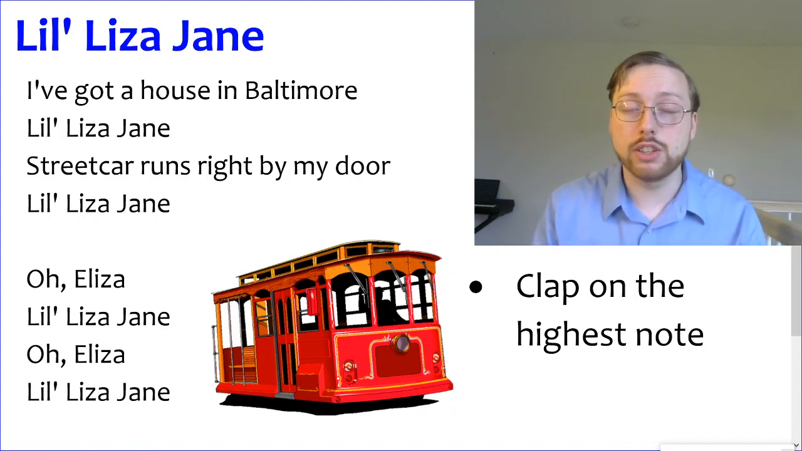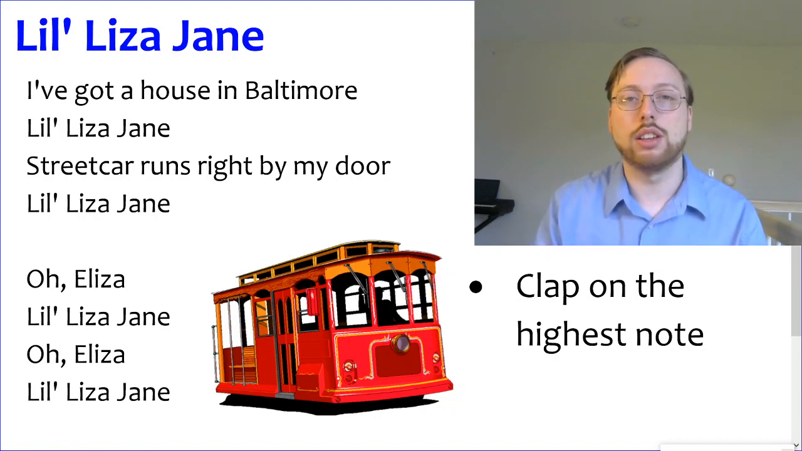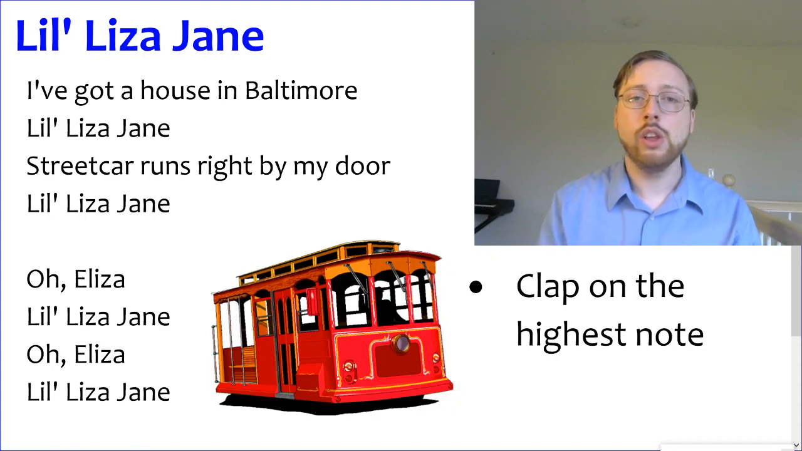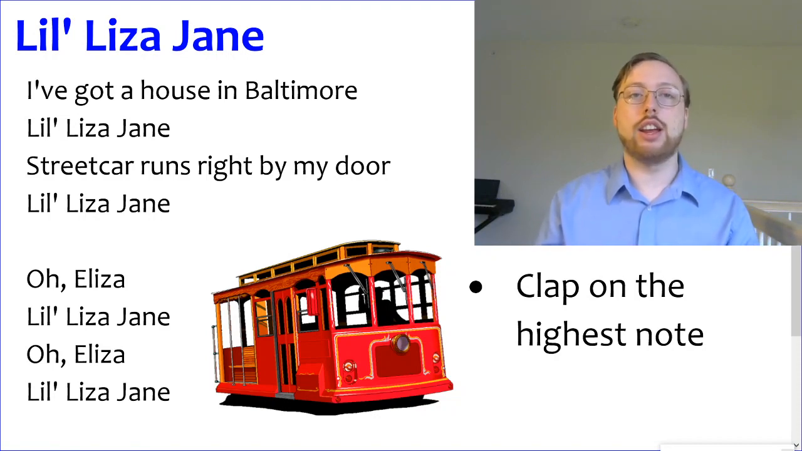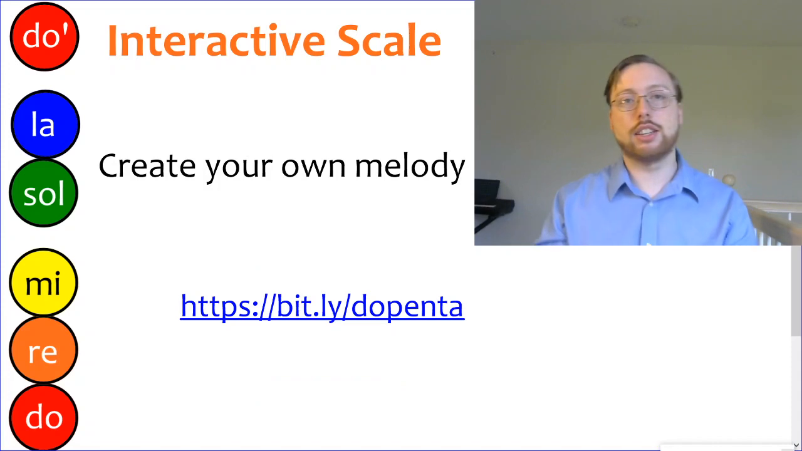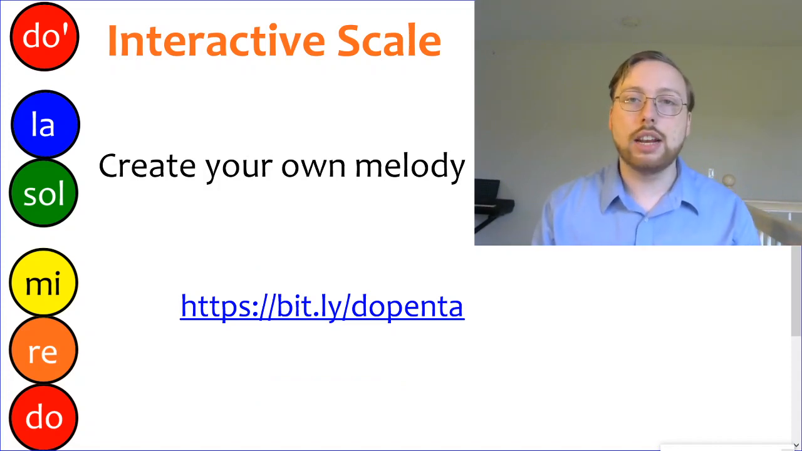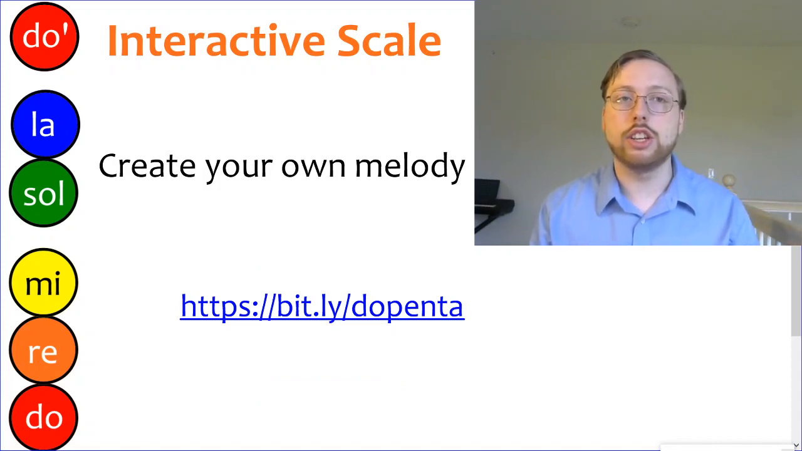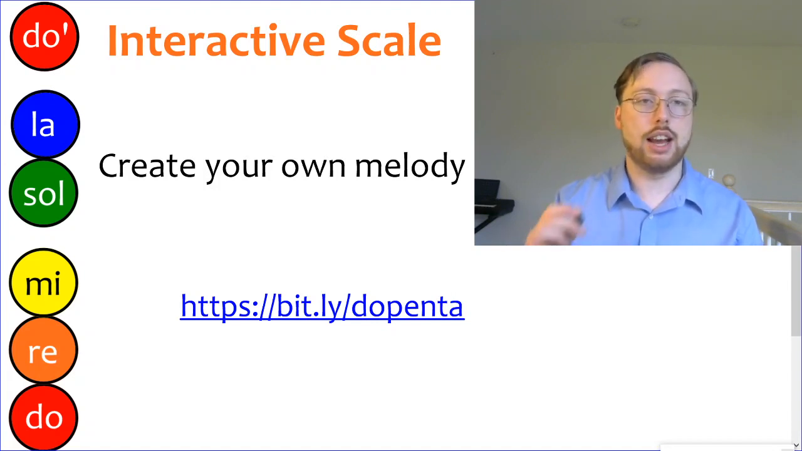Did you clap on both those high notes? Awesome. So we've practiced finding our note high do in this song, Little Eliza Jane. That means we've completed the first of our goals. Let's see what's next. So our second was to create our own melodies using our scale, do pentatonic.